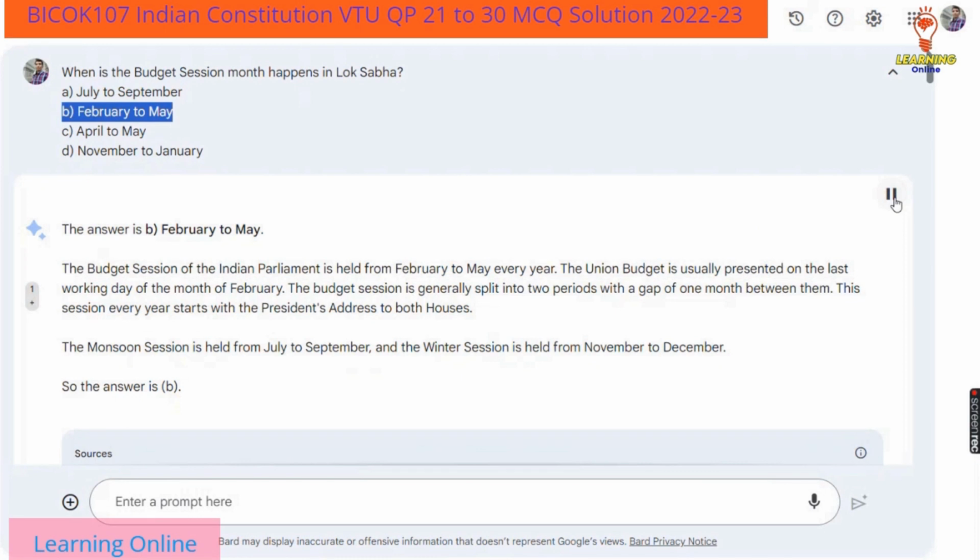The budget session is generally split into two periods with a gap of 1 month between them. This session every year starts with the President's address to both houses. The monsoon session is held from July to September, and the winter session is held from November to December. So the answer is B.